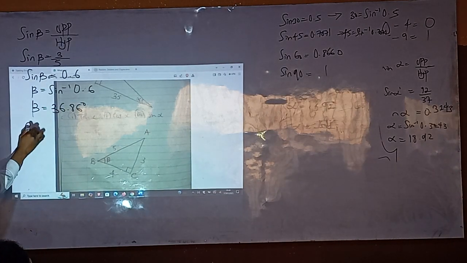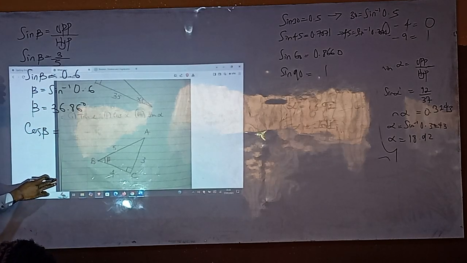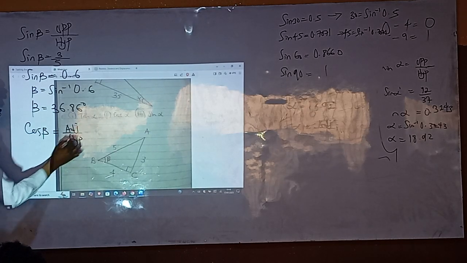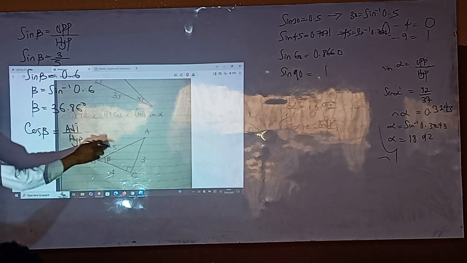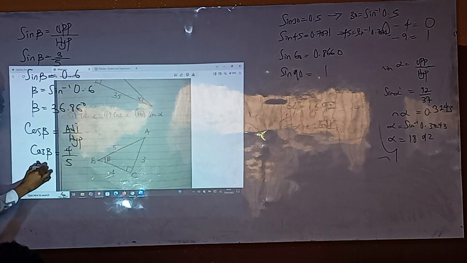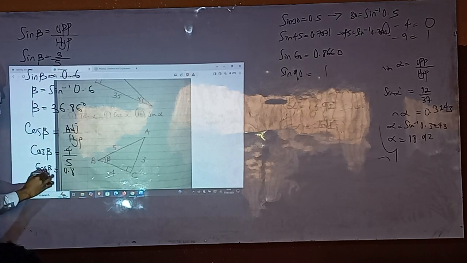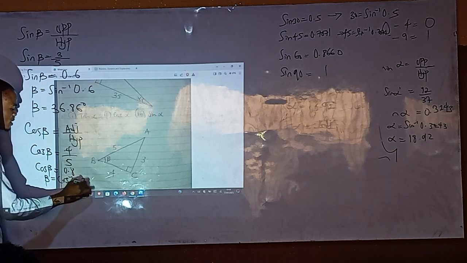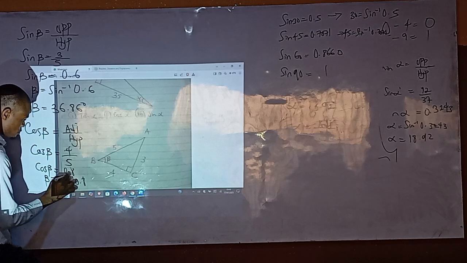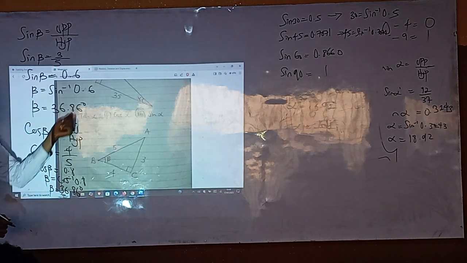What next? I can also use what? Cos to get my beta. So I have adjacent and hypotenuse, because the cos formula is what? Cos beta is adjacent over what? Hypotenuse. Where is my adjacent here? 4. Where is my hypotenuse? 5. Cos beta is adjacent, 4 over 5. Now, cos beta is 4 over 5. Take cos to the other side. Beta is inverse cos of 0.8. Shift and cos, right? 36.86 degrees. Can you see it's still the same value?